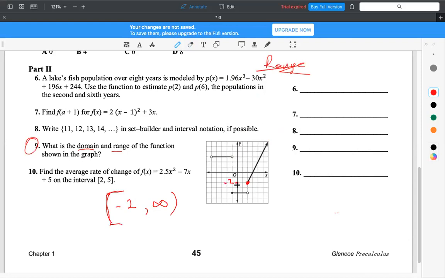Okay? After -2, nothing, nothing, nothing, nothing. But -2, yes. But since in my question it is not closed, it's not a dot, so it's open. It's okay. What about this? There is nothing here, nothing here, nothing here, but there is something here.